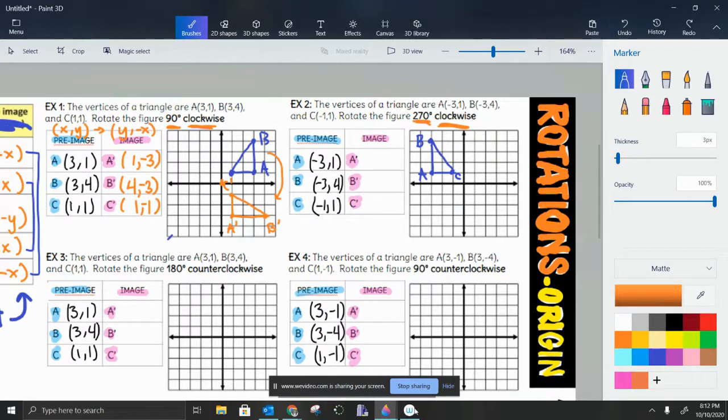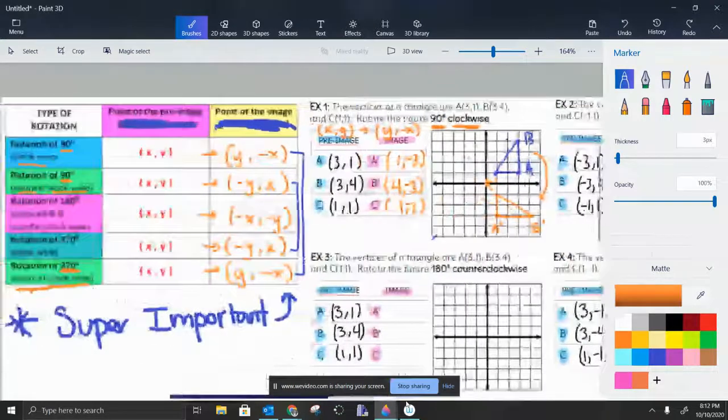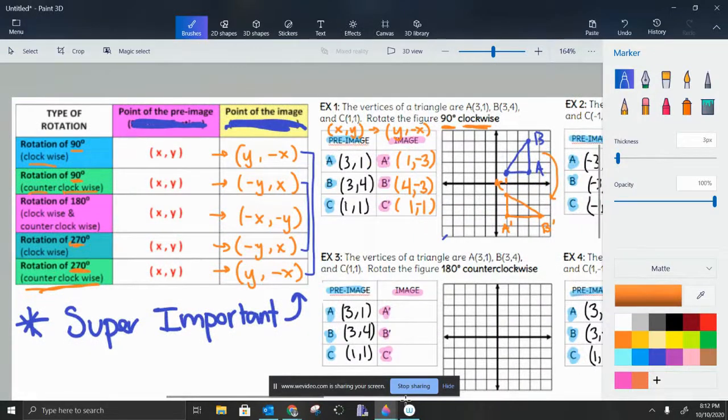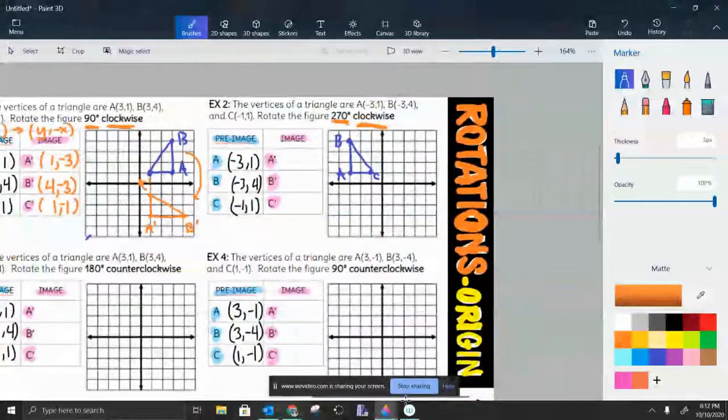All right, so let's go ahead and find our rule. 270 degrees clockwise. The rule for that is xy becomes negative yx. So this rule is a little bit different than the last one. So xy becomes negative yx. So this time we're still flipping the order first. So we always flip the order first. So 1, negative 3.